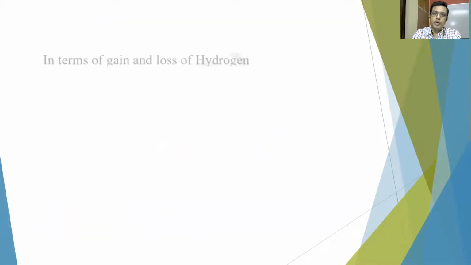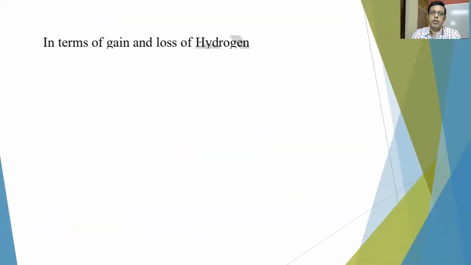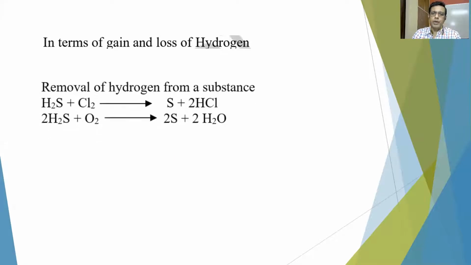Now, the hydrogen concept is just opposite to the oxygen concept. Like we say, addition of oxygen is called oxidation; here, removal of hydrogen will be called oxidation. So when hydrogen is removed, this is called oxidation. If you see this reaction, in both the cases, from H2S, hydrogen is removed to give elemental sulfur. So these two reactions are called oxidation of H2S, where hydrogen is removed.